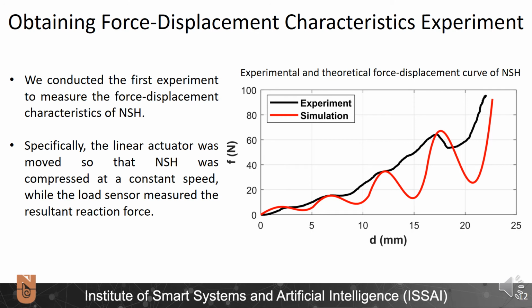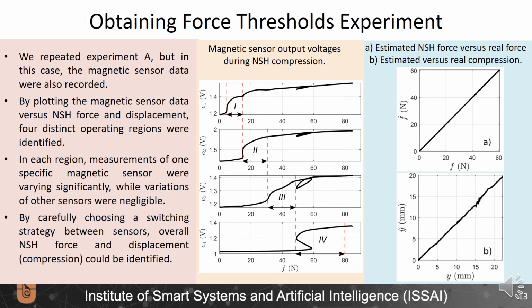This slide shows our very first experiment in this work. This experiment was conducted in order to extract force displacement characteristics. The scenario of the experiment was simple compression of the negative stiffness honeycomb with the linear actuator and recording data from the load sensor. The figure shows the force displacement characteristic obtained theoretically and empirically. We obtained force thresholds for each of 4 beams.